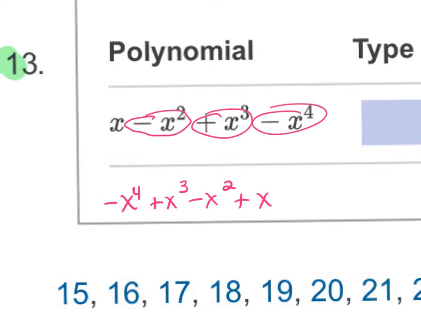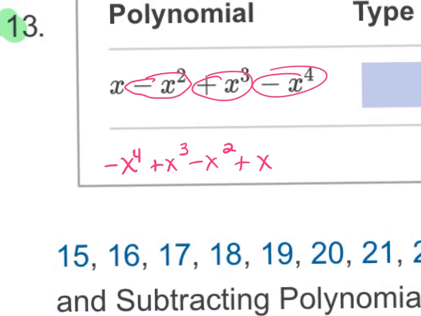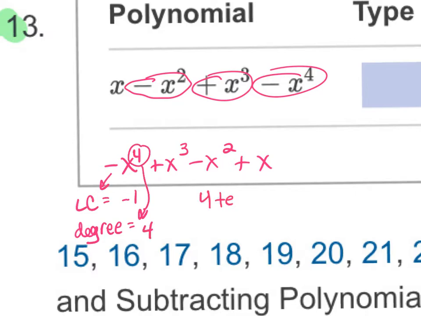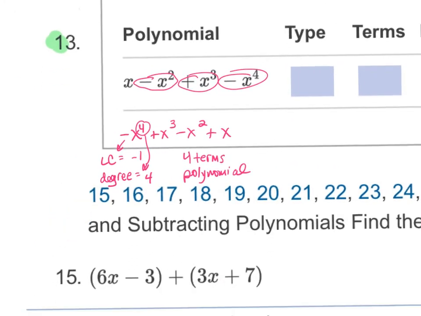So now that I'm in standard form, I can say that my leading coefficient is what number? Negative 1, good. And my degree is what? 4. This has 4 terms, so we would call it a polynomial. You guys with me? Okay, good, good, good.